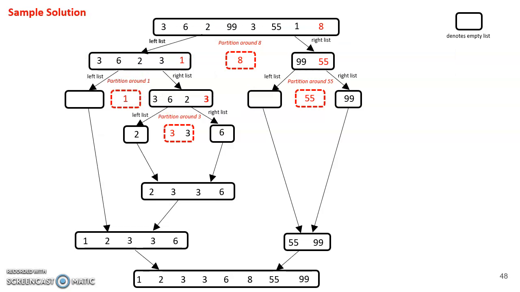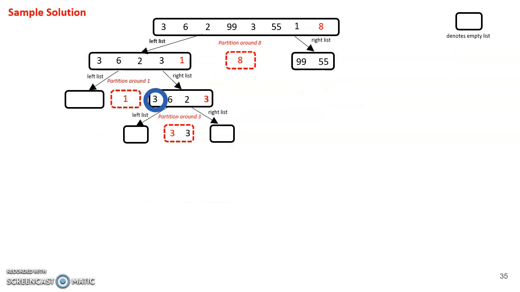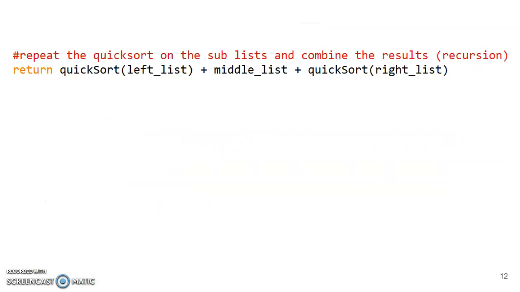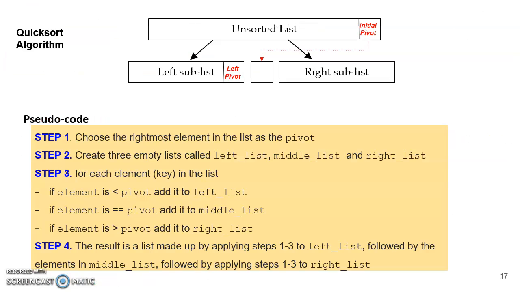So I suppose a quick look there, if we can, at the pseudocode now that we have all that done. Looking at the pseudocode here now, it should make a bit more sense. Create 3 empty lists called left list, middle list, and right list. Choose the rightmost element in the list as the pivot, and then you iterate through the list, for each element or key in the list.